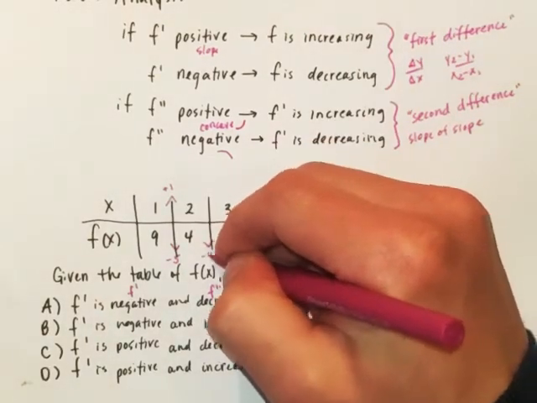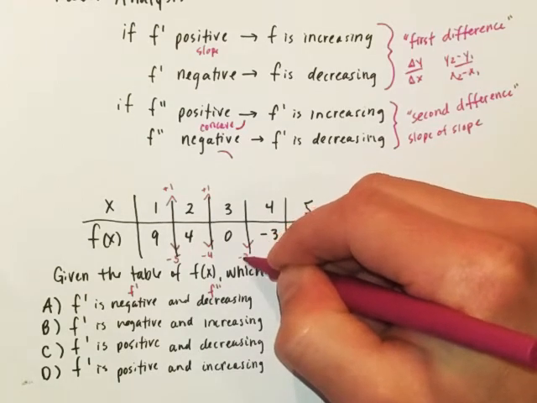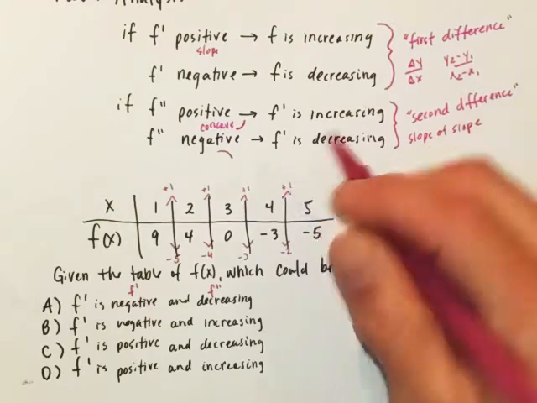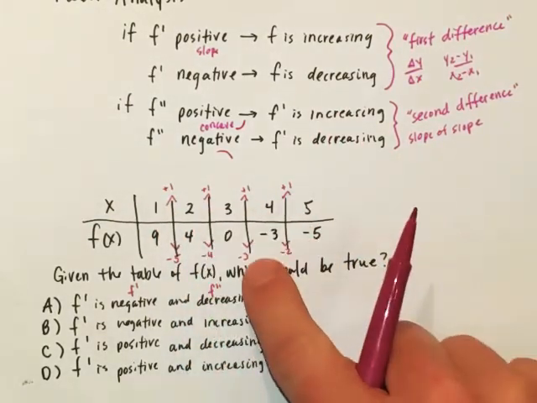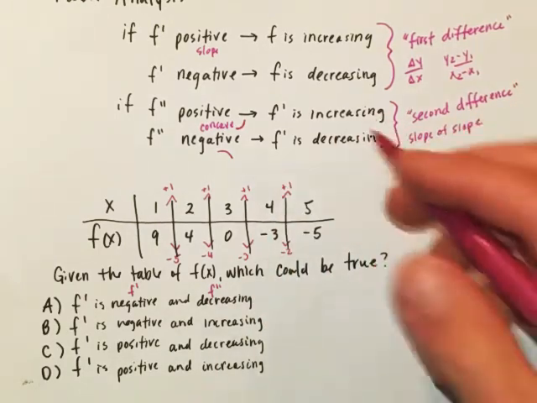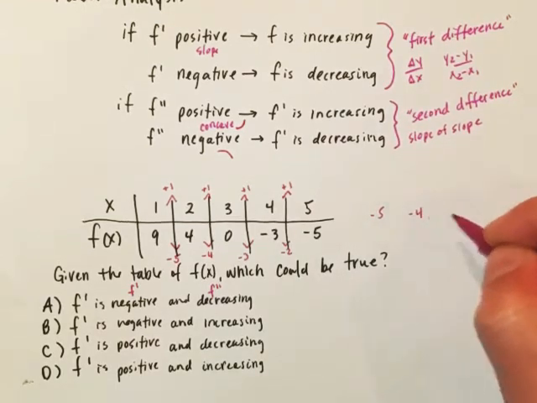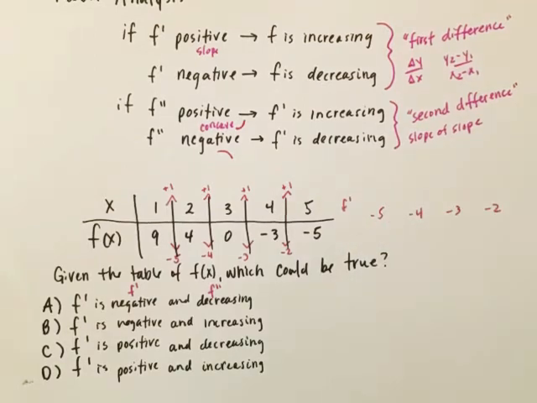And this is going down 4 and up 1. If I were to put these into a fraction, down 3 and up 1, down 2 and up 1, my fractions would be negative 5 over positive 1, negative 4 over positive 1, negative 3 over positive 1, and negative 2 over positive 1. All right, so my slopes actually look something like this. It goes from negative 5 to negative 4 to negative 3 to negative 2. All right, that's my f prime in order.